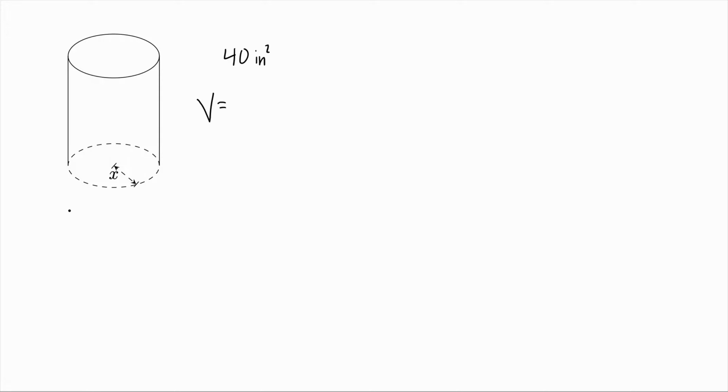Well, in terms of x, we know what the area of the base of the cylinder is. It's pi times radius squared. Radius is x, so pi times x squared. So pi times x squared represents the base. And volume is equal to base times the height. So now we just need to come up with an expression for height in terms of x.